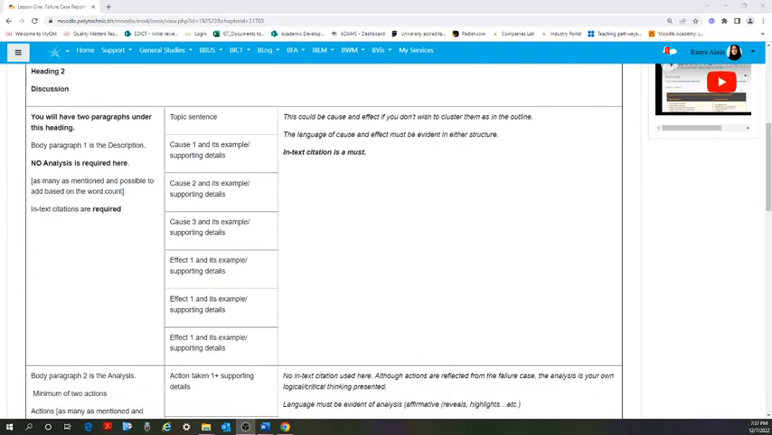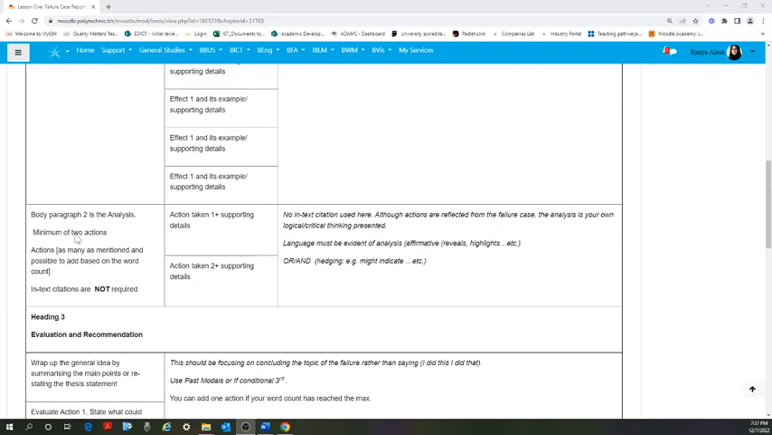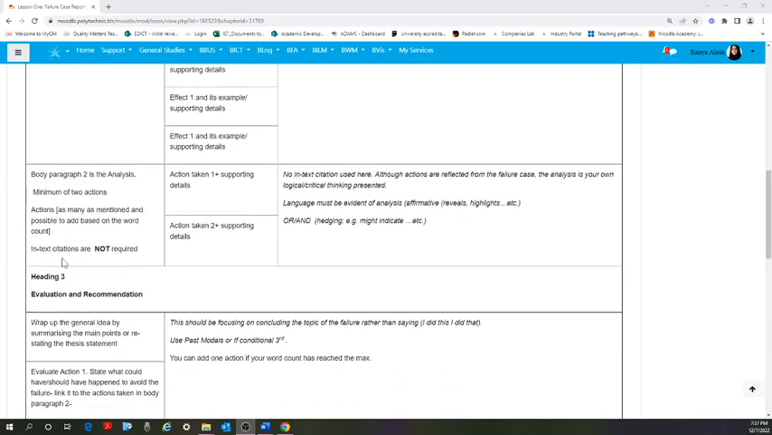The first paragraph needs to have a topic sentence, all the causes of the failure and all the effects, while the second body paragraph is the analysis, where you have to have at least 2 actions with their supporting details. You could add as many actions as possible, but you need to keep in mind your word count.